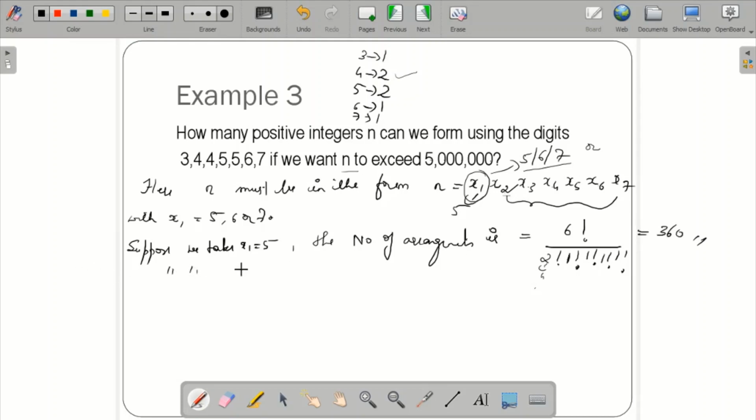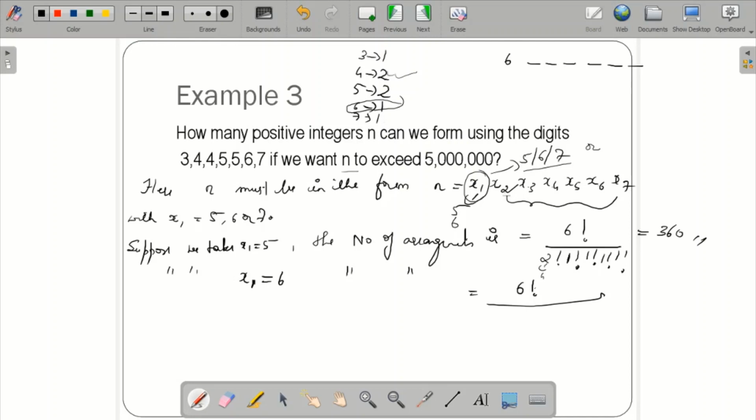Suppose x1 is equal to 6. When we take x1 equal to 6, I'll write double quotes, that is the same repetition of this. Number of arrangements is what? When x1 is equal to 6, remaining is again 6 factorial divided by, here x1 is 6, remaining 6 positions, 1, 2, 3, 4, 5, 6. So that x1 = 6 has been occupied.